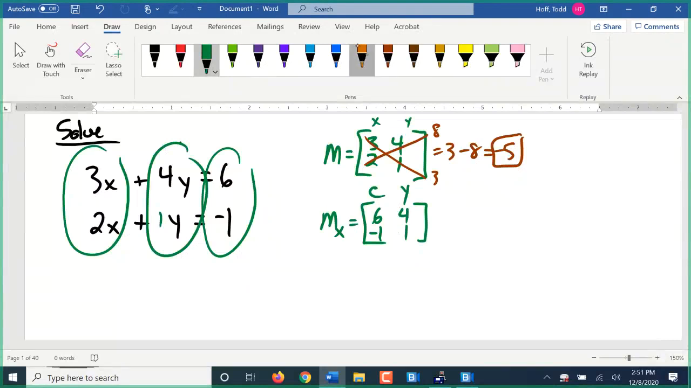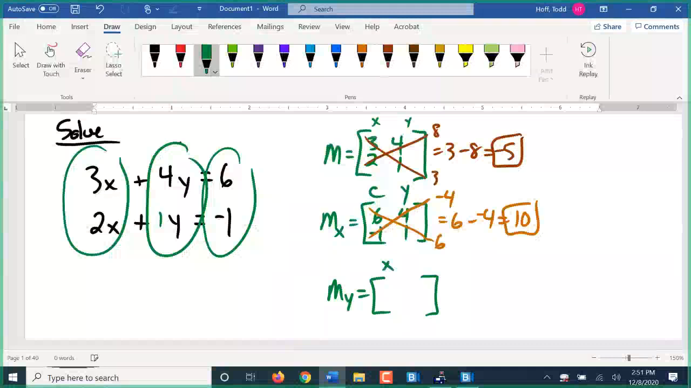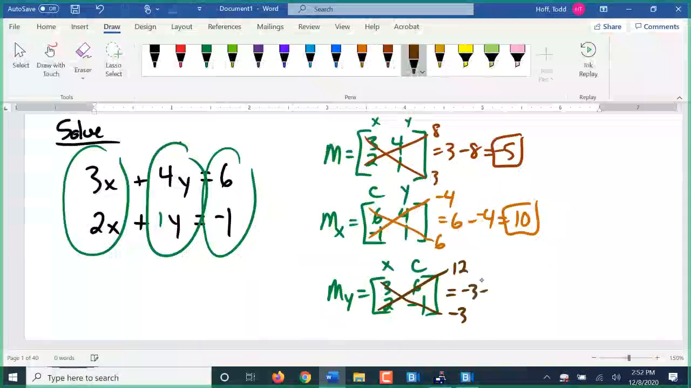And let's find its determinant. 6 times 1 is 6. Negative 1 times 4 is a negative 4. 6 minus negative 4 is positive 10. Next, let's find our Y matrix. Remember, in the Y matrix, the X column is back where it belongs. We replace the Y column with the constants. So the X column is 3, 2 again, and the Y column is our constants of 6, negative 1. So we do 3 times negative 1 is negative 3. 2 times 6 is 12. Negative 3 minus 12 is a negative 15.